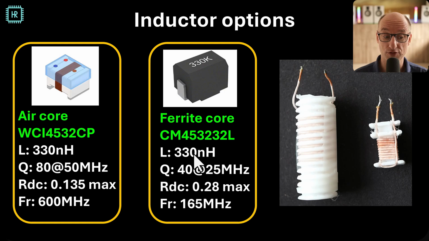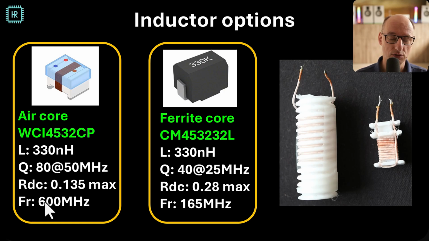They both are the same value, just they have a vastly different Q factor. The air core has a Q factor of 80, which is of course very good. Higher Q means better. And a ferrite core has a lower Q factor of 40, which is worse. I've also stated the DC resistance here. So that's basically the DC resistance of the wires that make up the inductor.